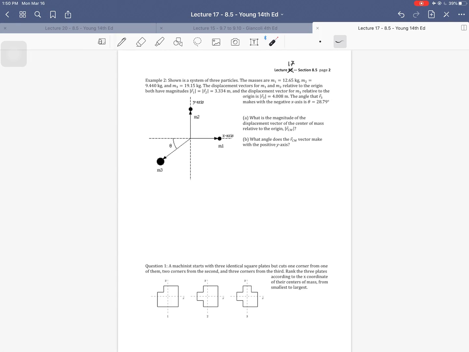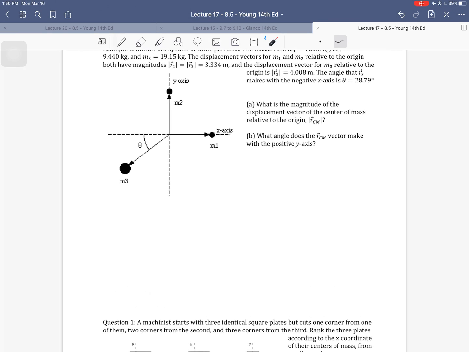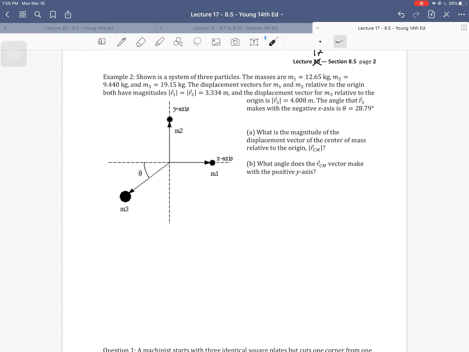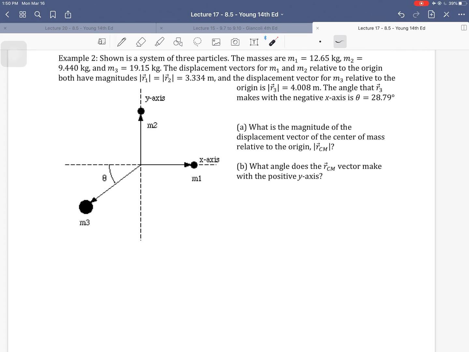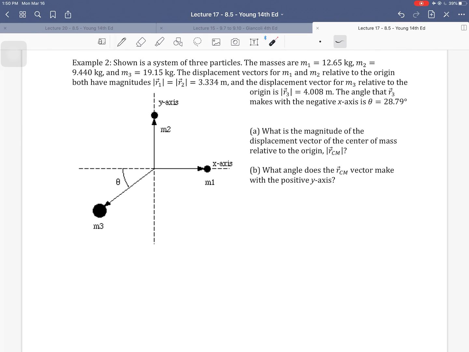Welcome to part 3 of lecture 17, covering section 18.5 on the topic of center of mass. Okay, so we have seen one simple example so far with a system of discrete particles, and now in example 2, we're going to look at another system of discrete particles and find its center of mass. In this case, it is a system of 3 particles.